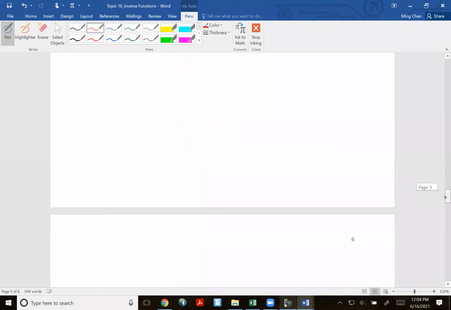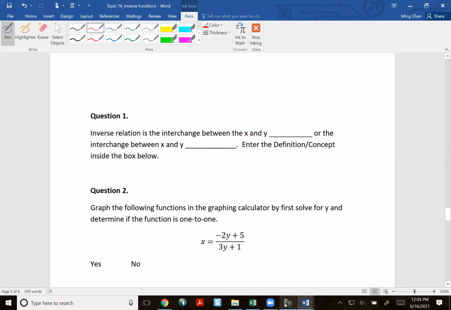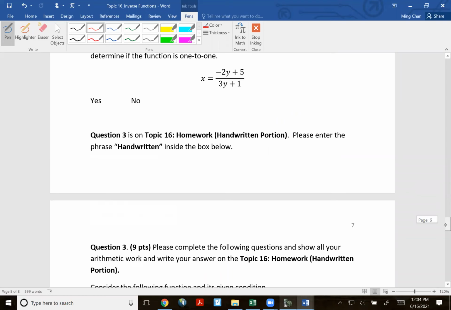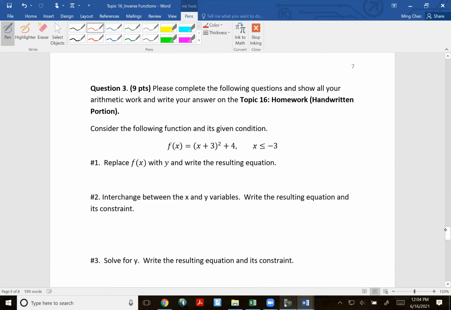All right, the homework questions, real quick. An inverse relation is an interchange between the x and y coordinates and between the x and y variables. If you don't mind, solve for y, graph it, and tell me whether that function is one-to-one or not. The third question is going to be on the handwritten portion, and it's exactly what I just went over, except the condition is different. The condition now is x is less than or equal to -3.